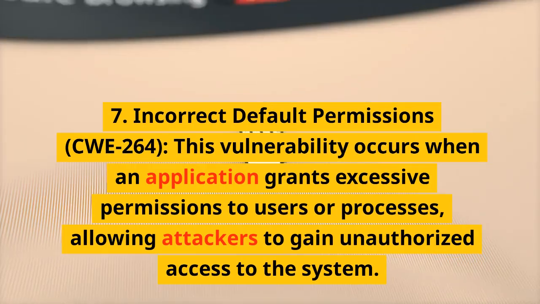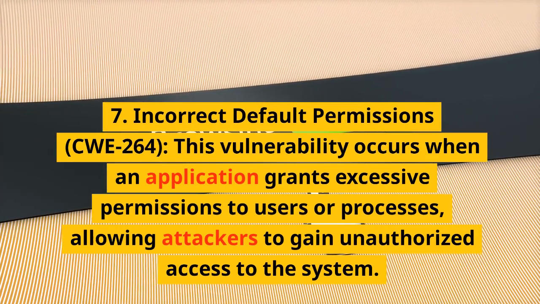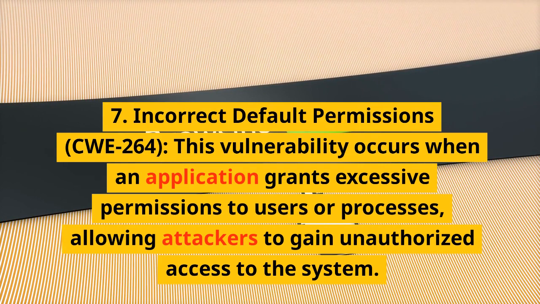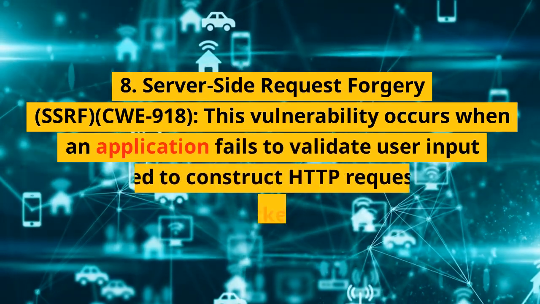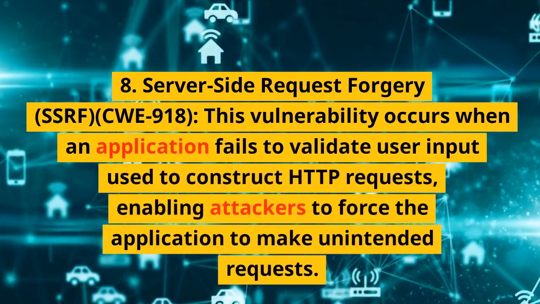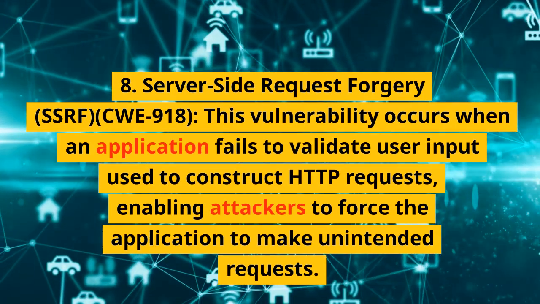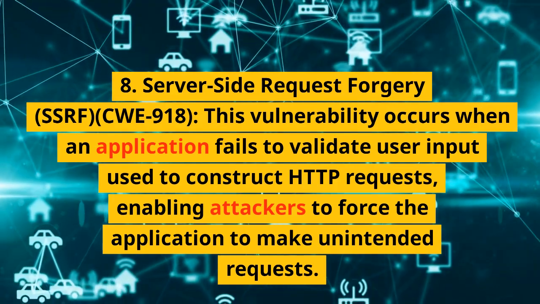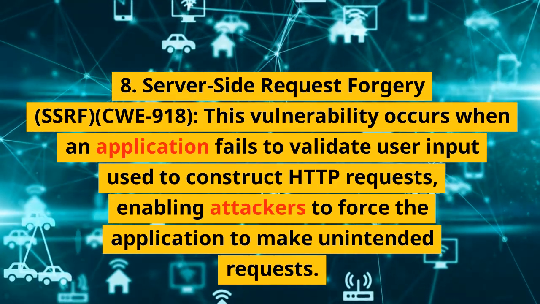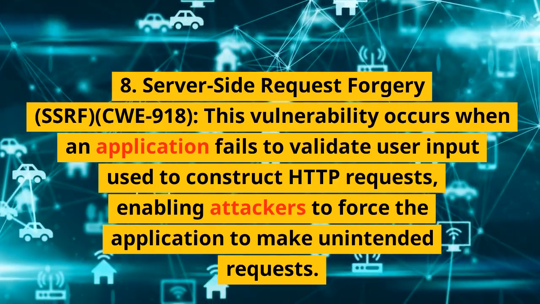7. Incorrect default permissions, CWE 264. This vulnerability occurs when an application grants excessive permissions to users or processes, allowing attackers to gain unauthorized access to the system. 8. Server-side request forgery, SSRF, CWE 918. This vulnerability occurs when an application fails to validate user input used to construct HTTP requests, enabling attackers to force the application to make unintended requests.